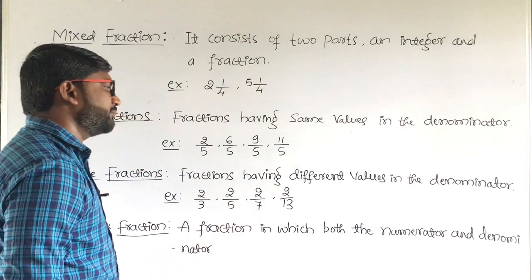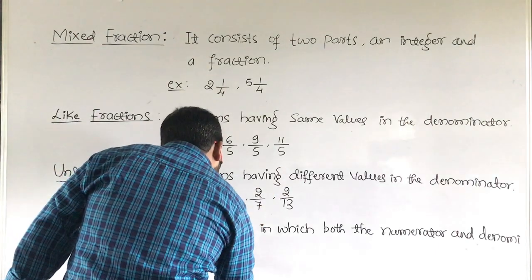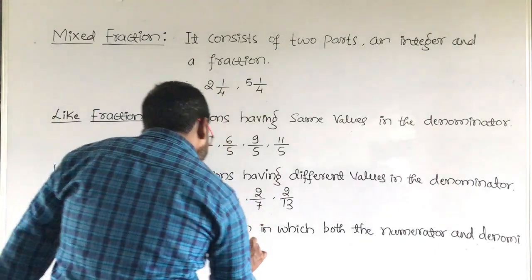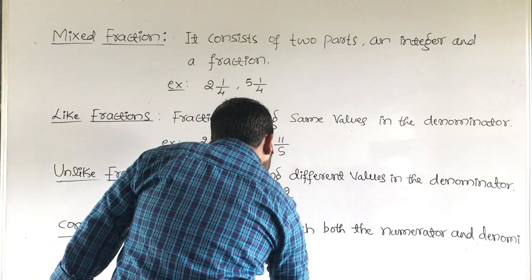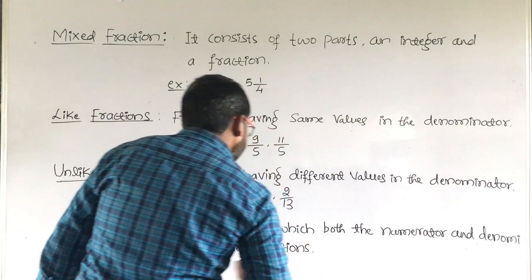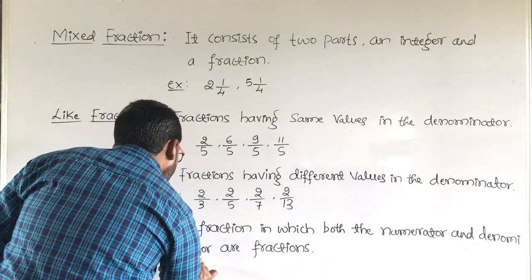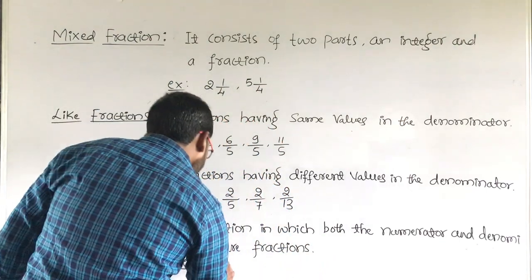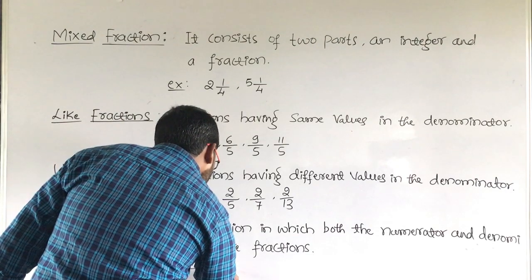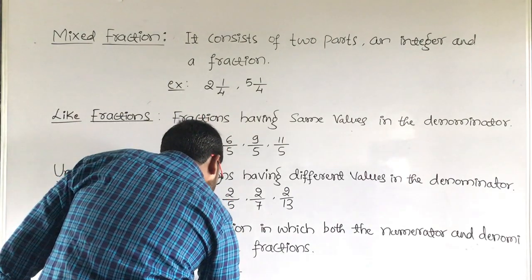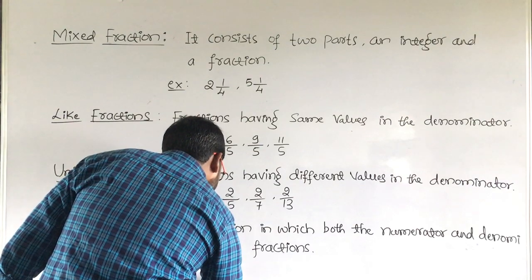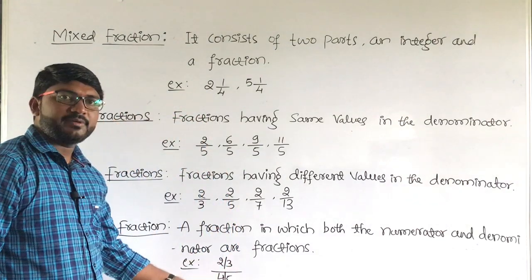A fraction in which both the numerator and denominator are fractions. Example, see here, 2/3 whole divided by 4/5. 2/3 whole divided by 4/5.